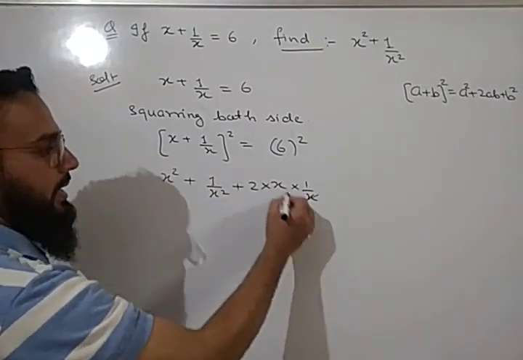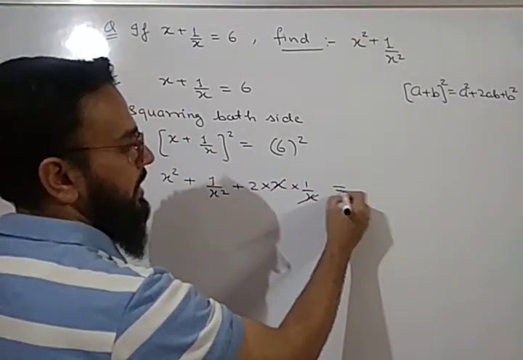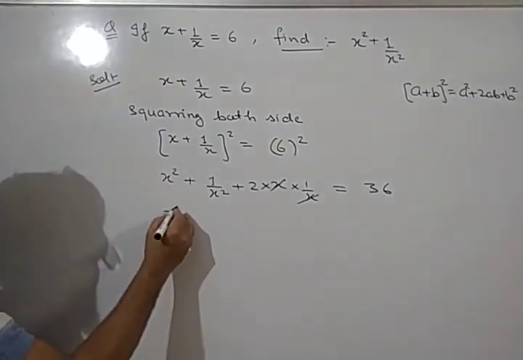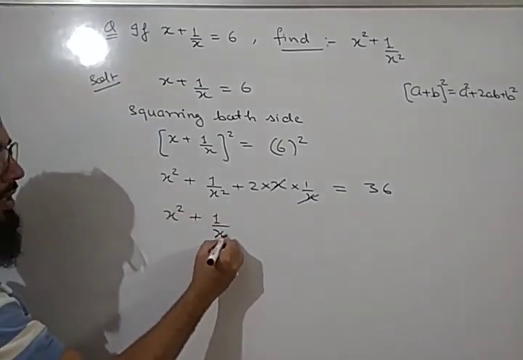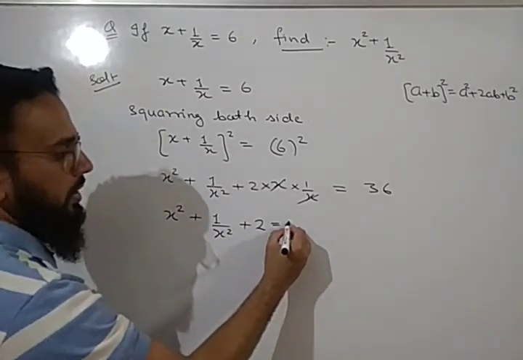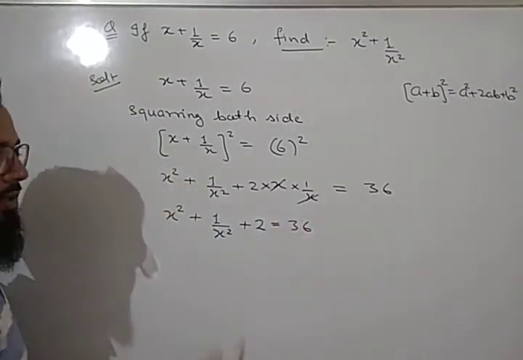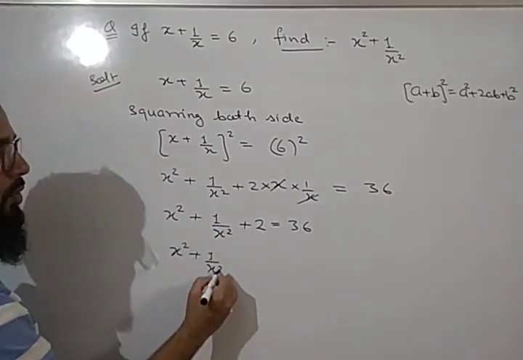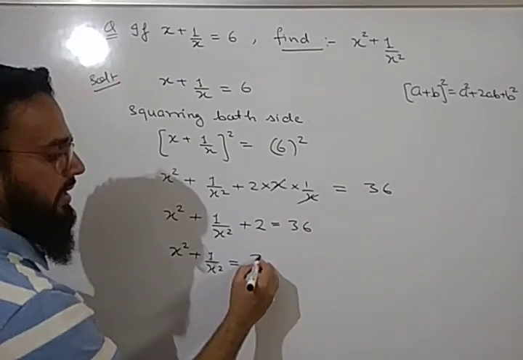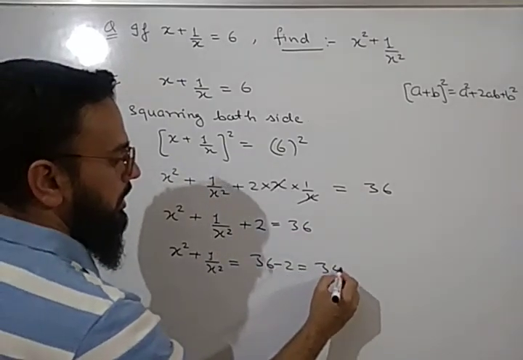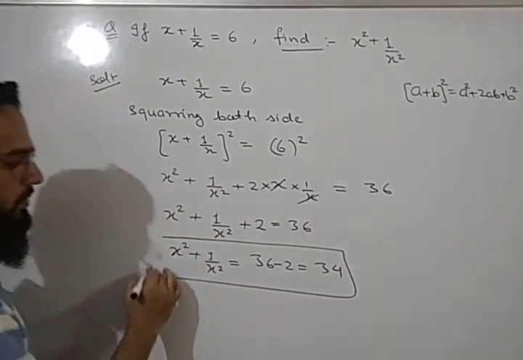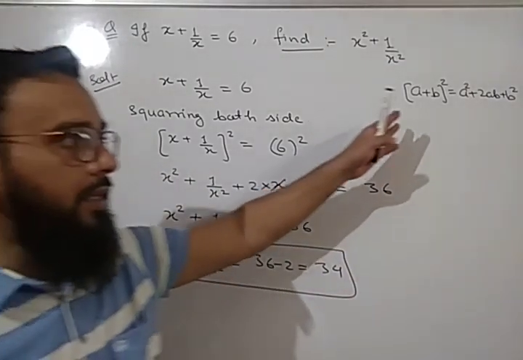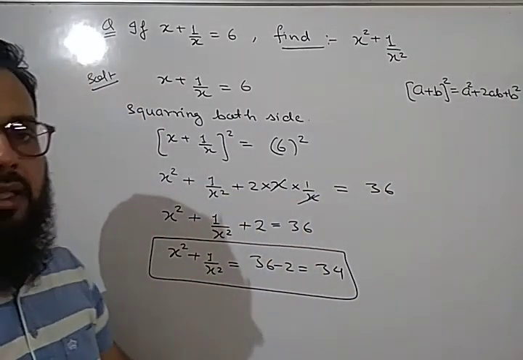Now this x and 1 upon x will cancel out, and on the right hand side it will be 6 square, that is 36. Now we can write it as x square plus 1 upon x square plus 2 is equal to 36. Now taking this 2 to the right hand side, we get x square plus 1 upon x square is equal to 36 minus 2, that is equal to 34, and this is our answer. You only have to expand. If you know the identity, you will solve it very easily.